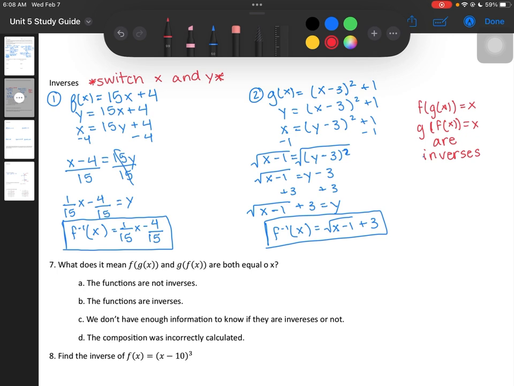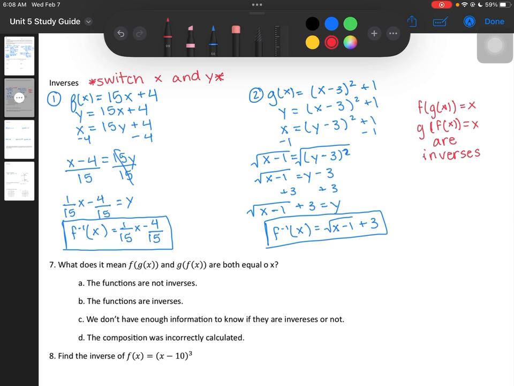If you're given a question with a table or a graph asking for the inverse, remember that we just want to switch the x and y value. So if you're given a graph, you can get points from a graph, and then you switch the x and y. It's kind of the main theme of inverses, switching x and y.